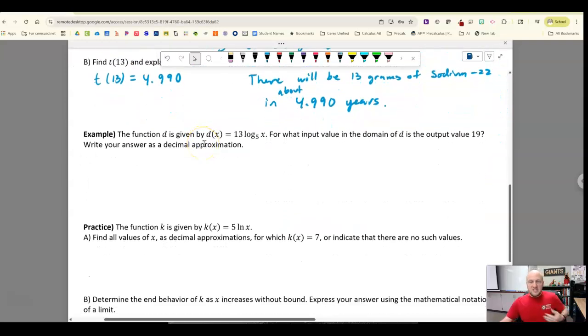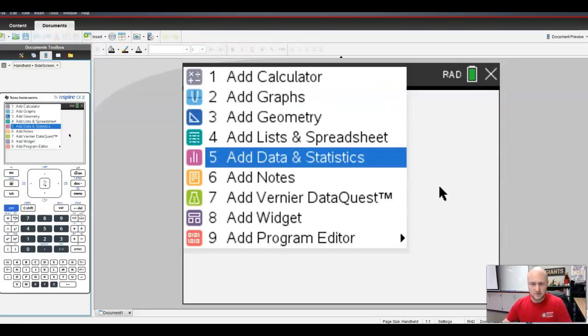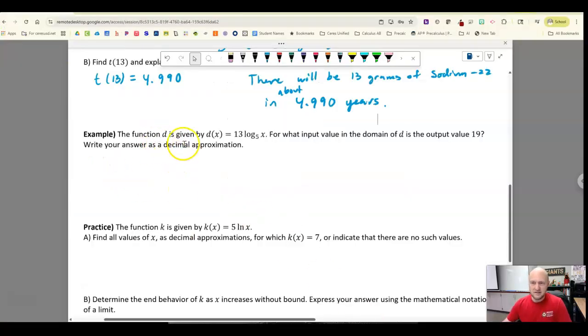Okay, second example. I'm going to switch technologies. So you can keep using Desmos if you want, but I'm going to switch over to the TI Inspire just because I use both in my classroom. And this example says the function d is given by d of x equals 13 log base 5 of x. For what input value in the domain of d is the output value 19? Write your answer as a decimal approximation.